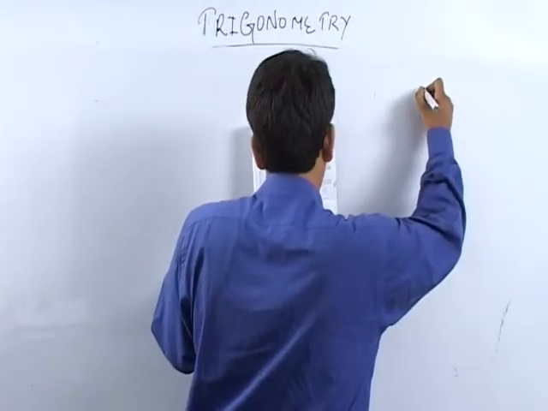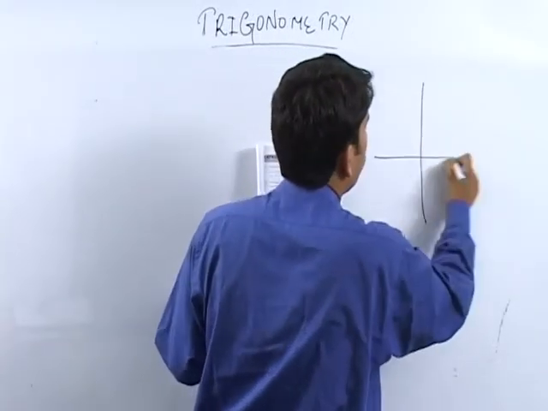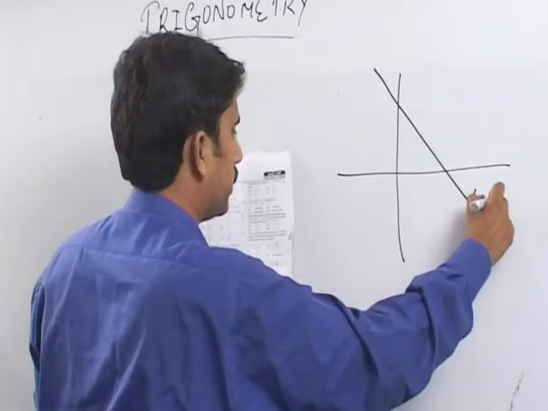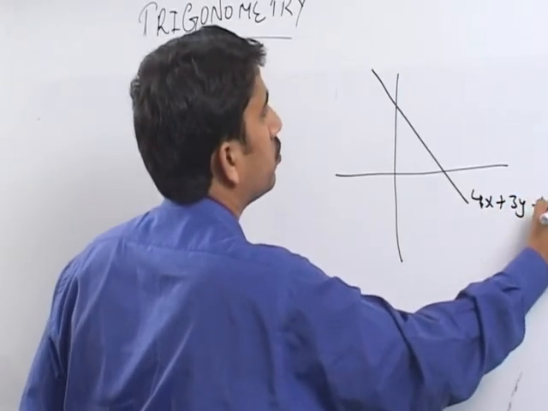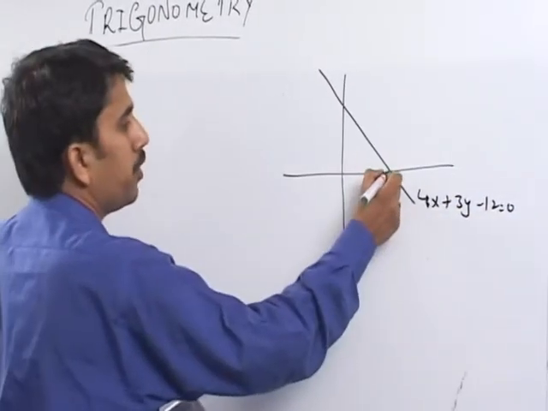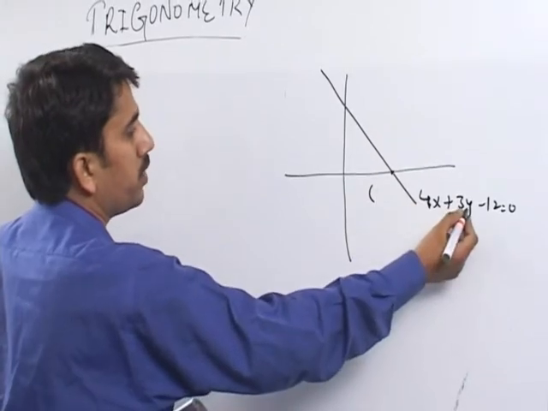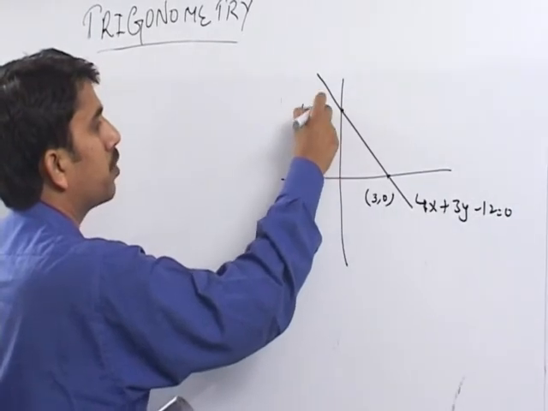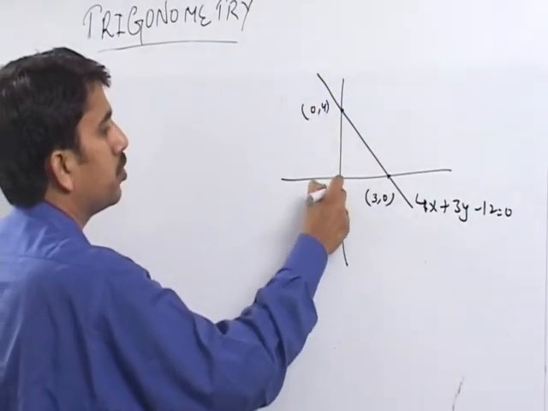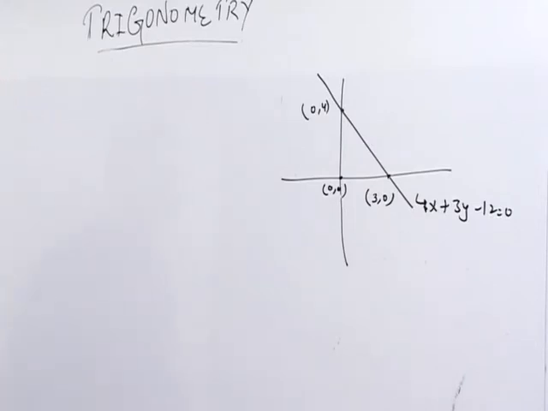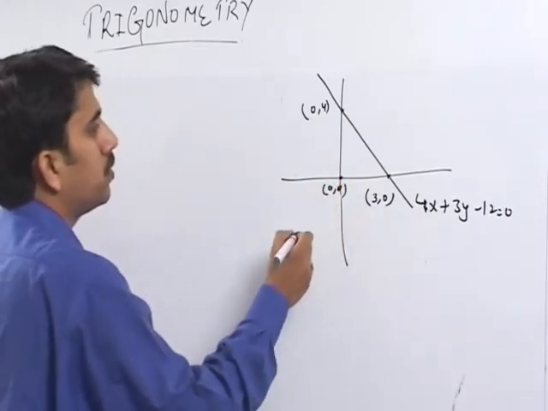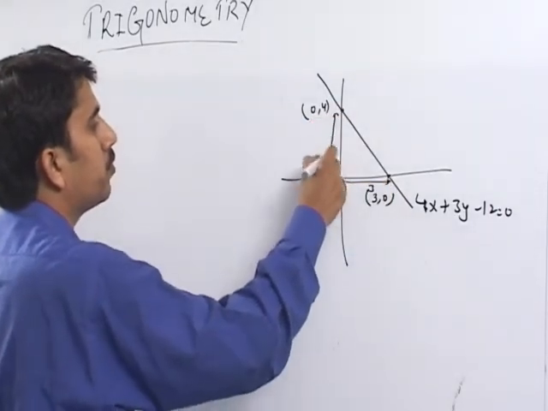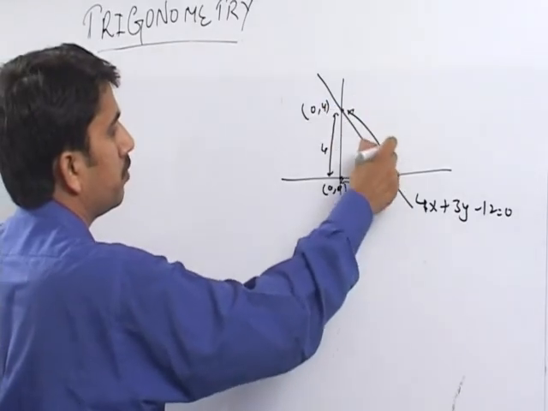You have to find the inradius for a triangle which is made by the coordinate axes and a line. The equation for the line is 4x plus 3y minus 12 is equal to 0. Now when you put y is equal to 0 here, you will get x is 3, so the point is (3, 0), and this point will be (0, 4). This point will be (0, 0). Now this distance will be 3, this distance will be 4, and this distance will be 5.